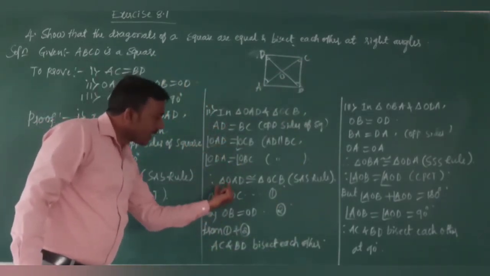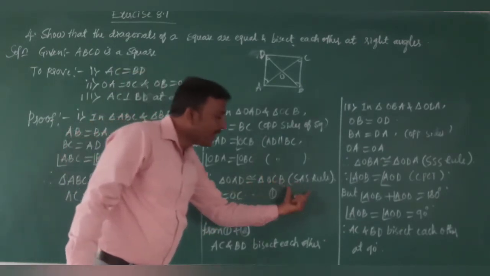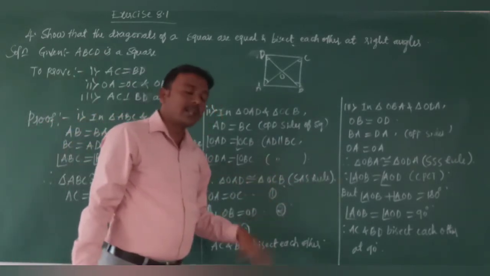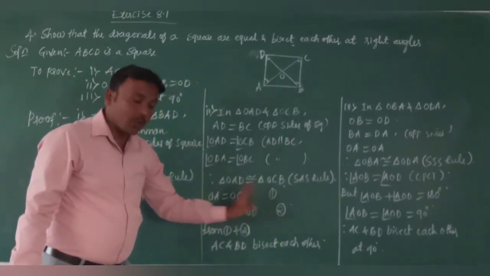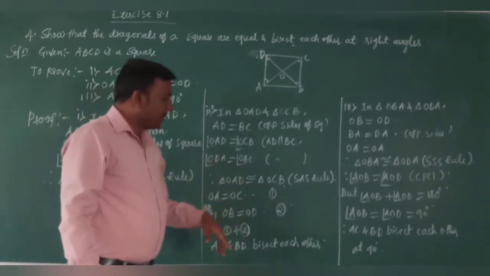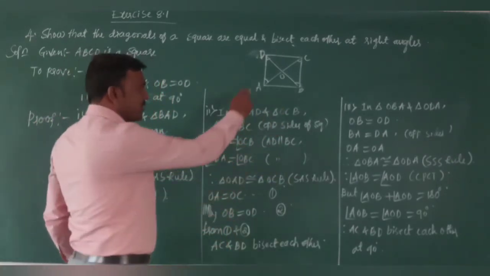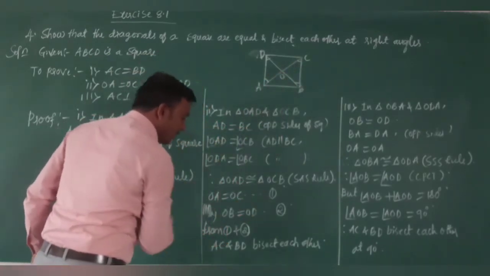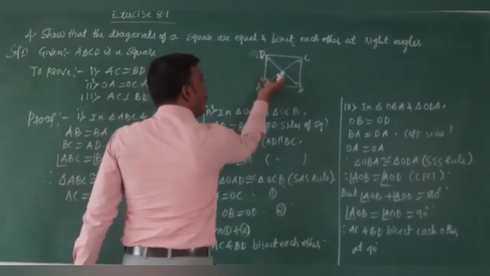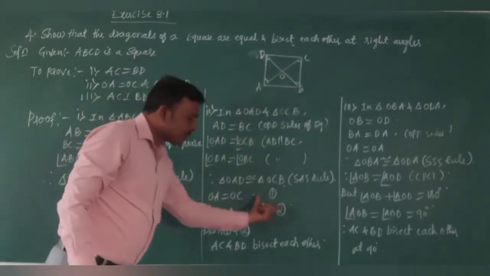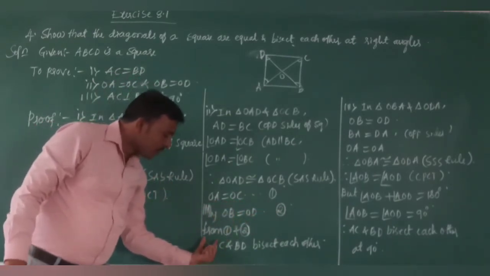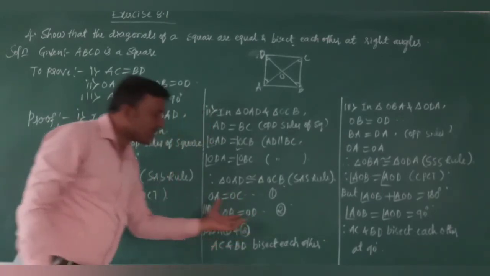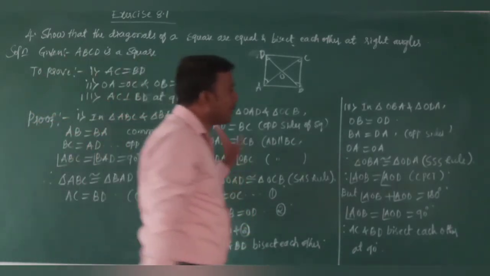Therefore, triangle OAD is congruent to triangle OCB by SAS rule. Two sides and one angle of one triangle are equal to two sides and one angle of the other triangle, so we can say these two triangles are congruent to each other. So OA is equal to OC. These are corresponding sides. Say equation number 1. Similarly, OB is equal to OD. These are also corresponding sides. Say equation number 2. From 1 and 2, we say AC and BD bisect each other. OA is equal to OC and OB is equal to OD, bisecting each other means those are equal.